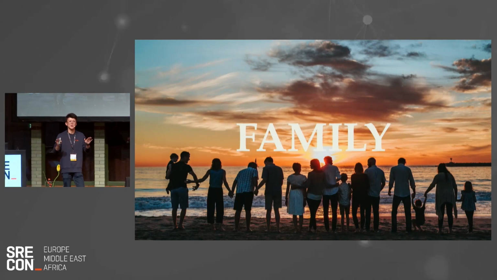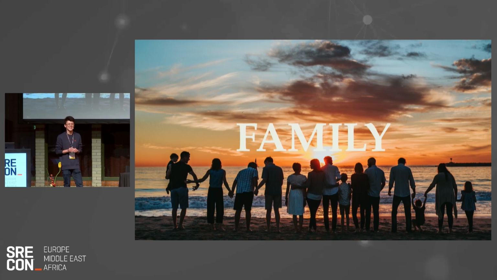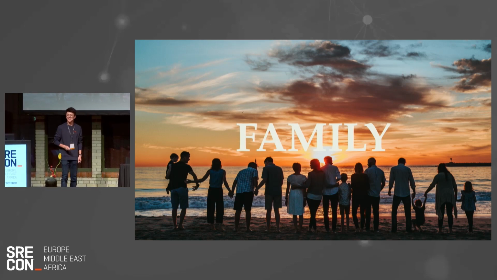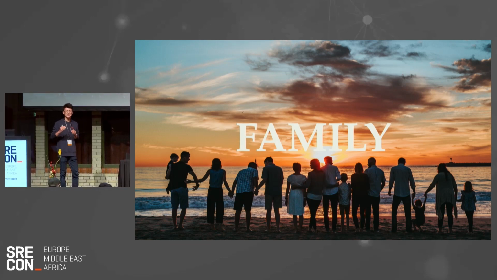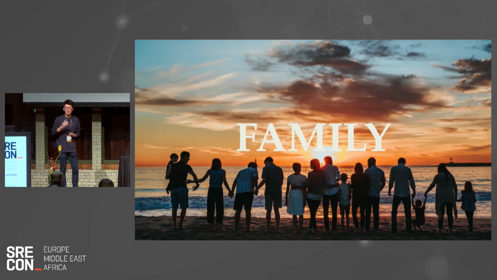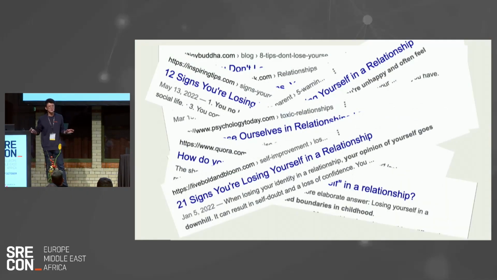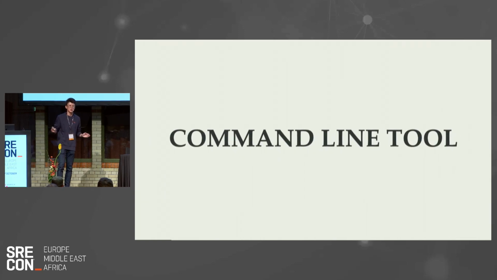Usually, we say a company is like a family, right? I mean, not just Criteo. In general, the company is like a family. But when we talk about family, we talk about relationships. We care about relationships. When you're in a relationship, if you care too much about others, you lose yourself. I didn't invent this. There is a lot of advice on the internet telling you not to lose yourself in a relationship.